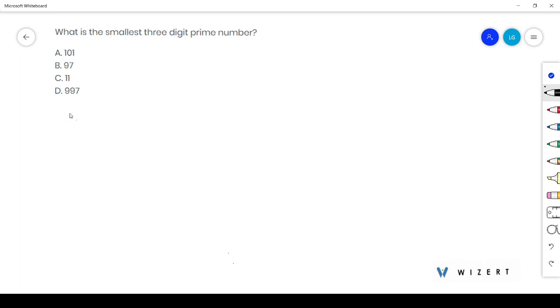Our question is, what is the smallest 3-digit prime number? The smallest 3-digit number is, as we know, 100.